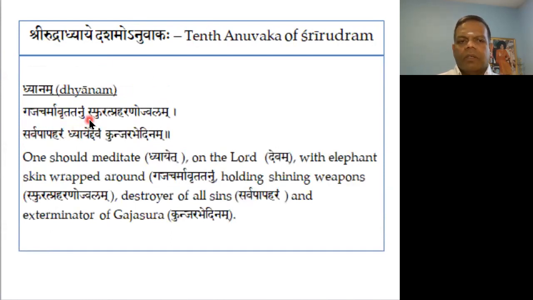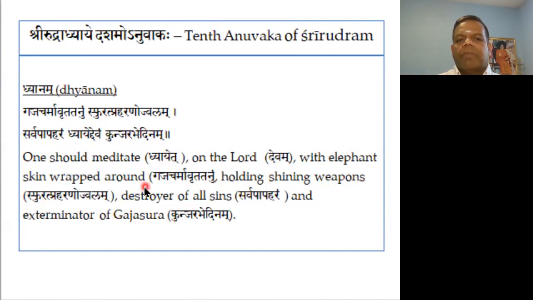Gaja Charma Vritatanu. The meaning is that one should meditate, Dhyayet. Here you will say Dhyayet Devam. Because of Sandhi, the t has become d. Just the way the other Sandhis work, in this case it becomes d. The first letter becomes the third letter. In many cases you will find that type of Sandhi, consonant Sandhi, a consonant joint. So Dhyayet, one should meditate on Devam, the Lord, Deva.